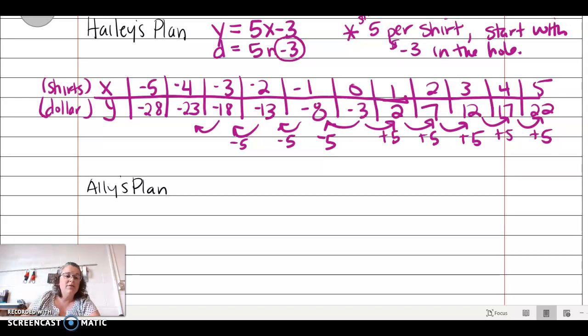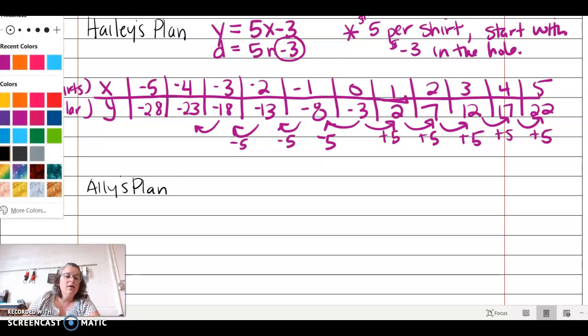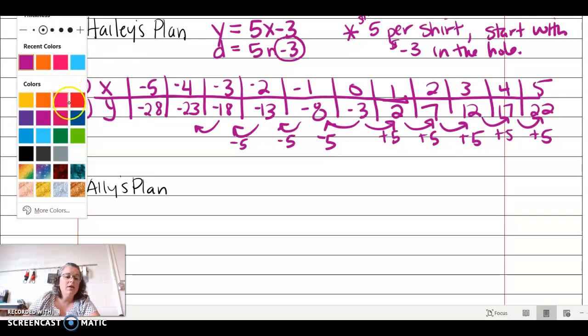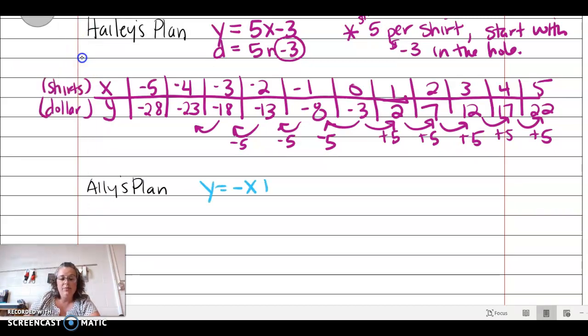All right, and I'm going to use a different color for Allie. Let's say I'll do this blue color. Allie's plan is y equals negative x plus 6. Okay, so again, we're looking at dollars is equal to negative n plus 6.